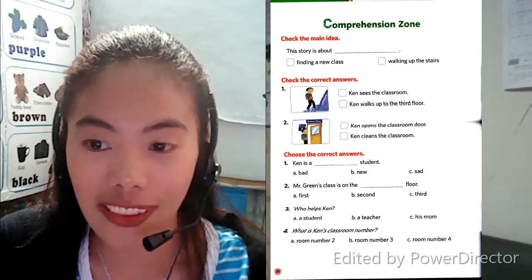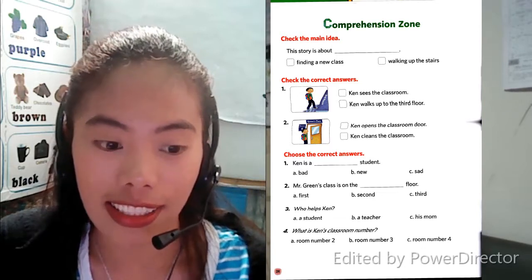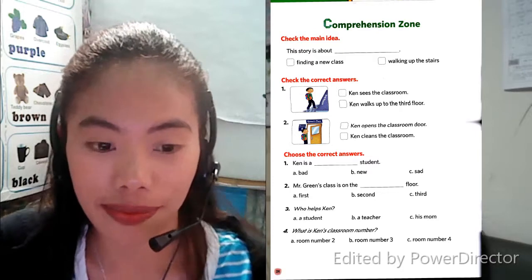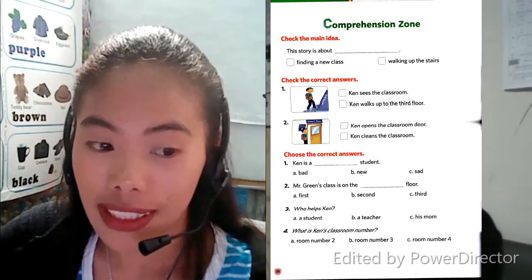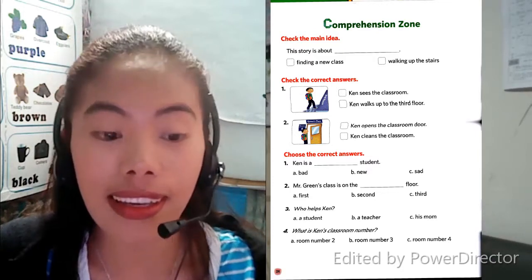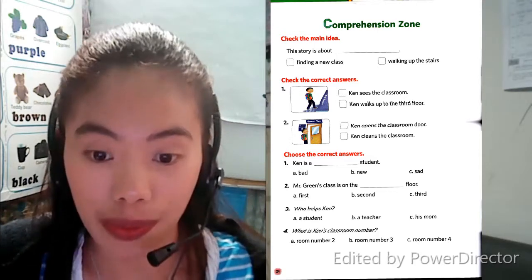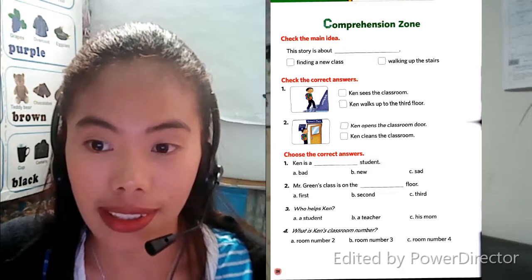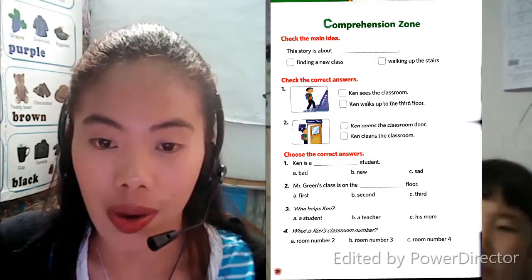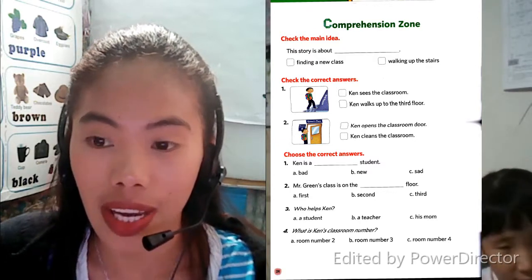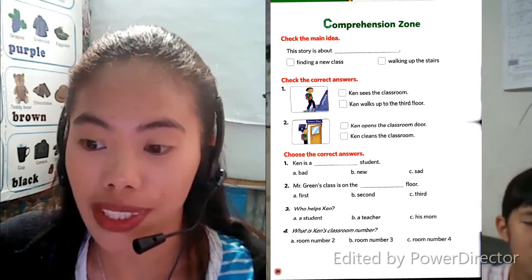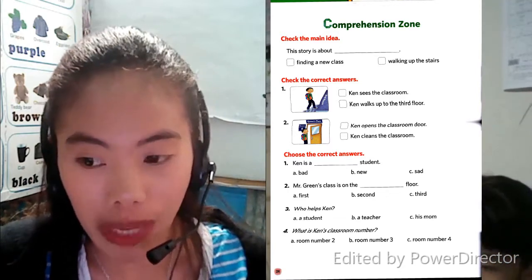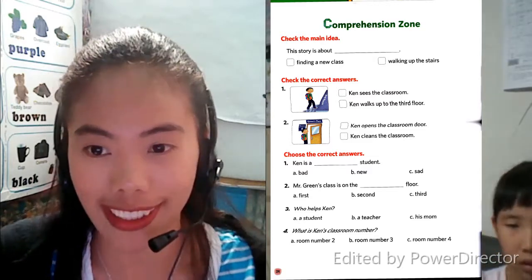All right. Okay. Number four question. What is Ken's classroom? The teacher told you. Room number. Room. Number. What's important is it's for everyone. Very good. Room number 4.